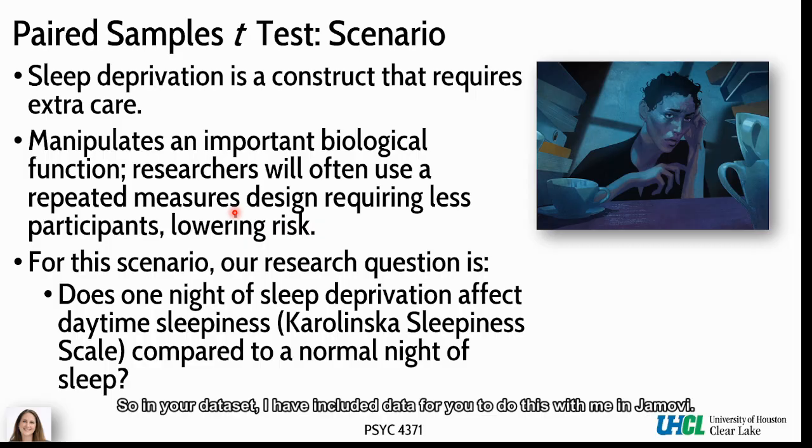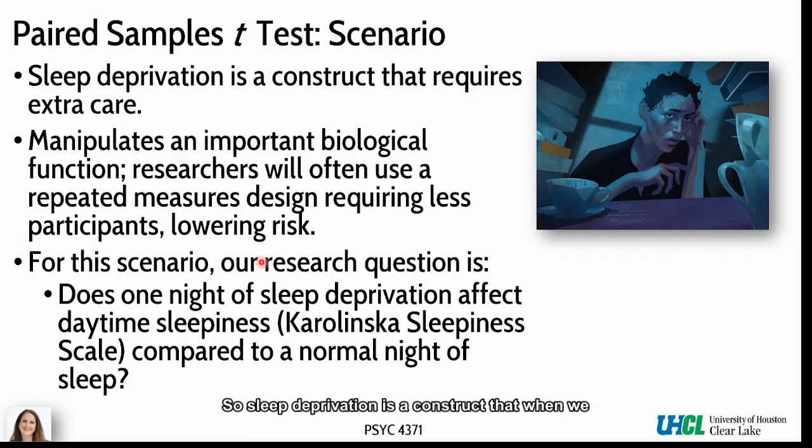So in your data set, I have included data for you to do this with me in Jamovi. And here is our scenario. This one is about sleep deprivation. So sleep deprivation is a construct that when we observe it in an experiment, we have to be extra careful because it's manipulating a biological function that is important to everyone. So in order to reduce the number of participants in a study, which is a way that we lower risk, we might use the same participants in two conditions.